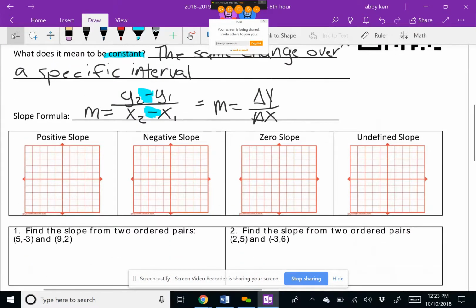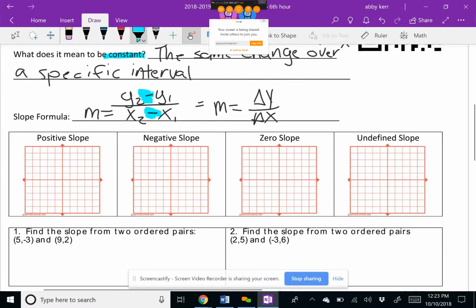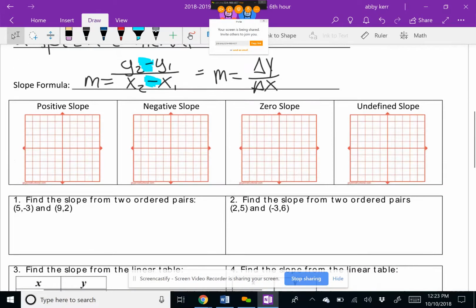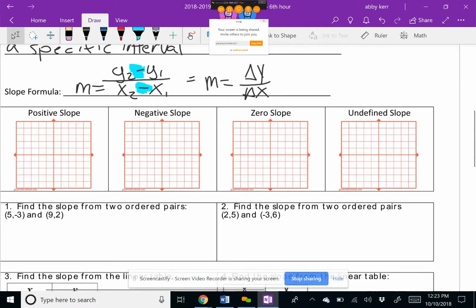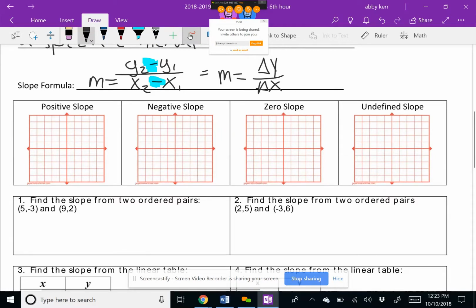Now, I just put these 4 graphs here for visual aid. Positive slope is always going to be going up and to the right. So I like to think of it as money. We always want our money going up and to the right. Negative slope is going down to the right. Zero slope is if you're walking on a floor, it has no incline or decline to it. It's just a straight line. Undefined slope just goes straight vertically.